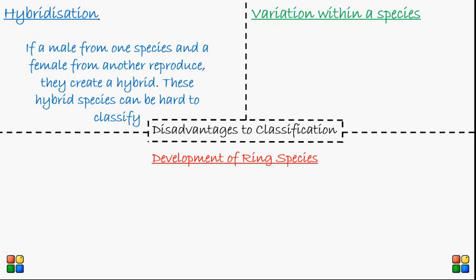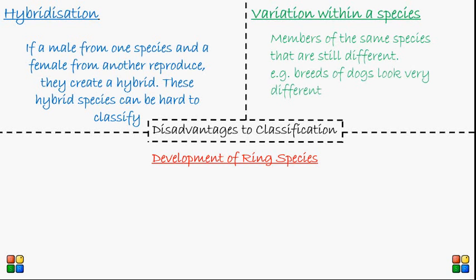Variation within a species, that means members of the same species that are still different. For example, breeds of dogs look very different, however still the same species. Biologists can find these species hard to classify.